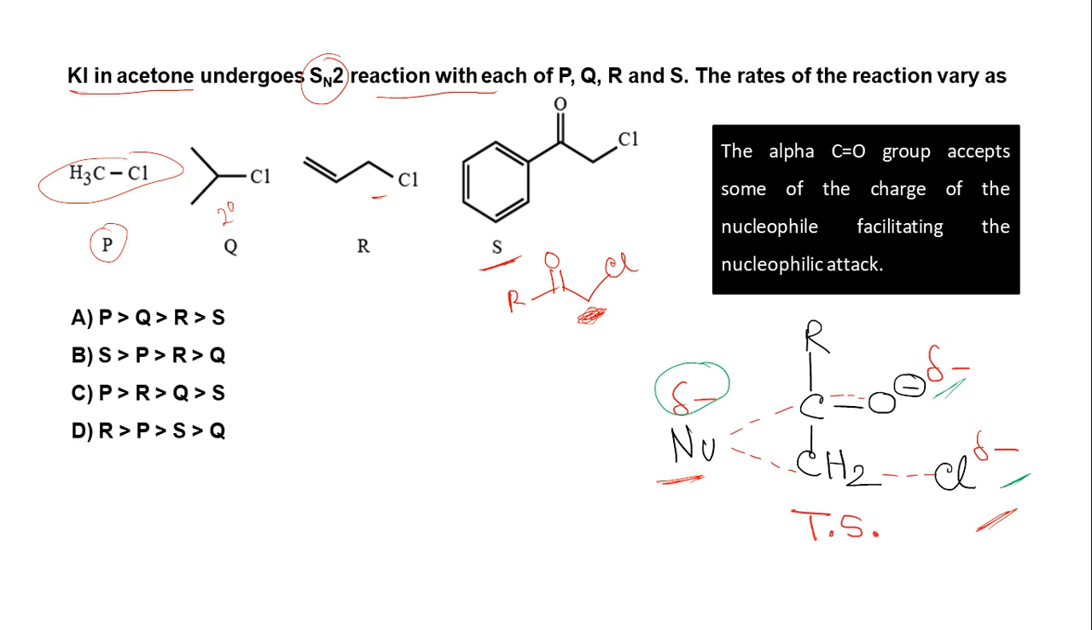So the alpha C, that is the carbonyl group, accepts some of the charge of the nucleophile and it facilitates the nucleophilic attack. So that is why S will be giving maximum rate, and if S is maximum, you can easily choose option B as the correct option. So after S, next is P obviously, and after P there is R, because it is also 1 degree, and Q will be at the last position because it is 2 degree. So S, P, R and Q, this is the correct option. Okay.